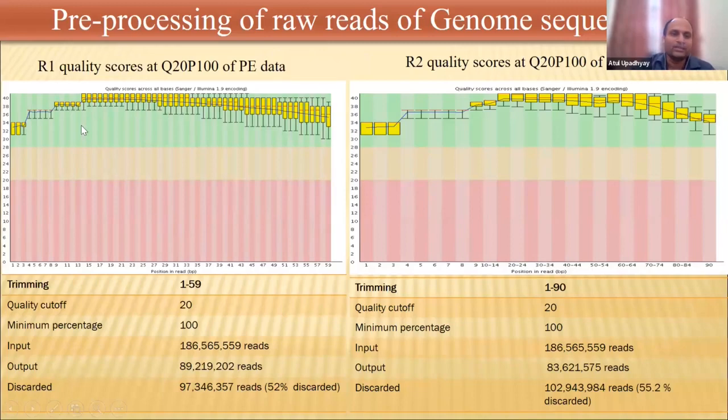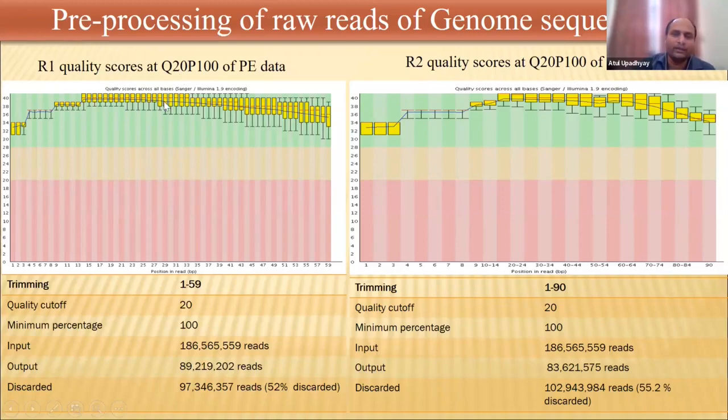So we can see that when I say R1, it means the reads which came from the forward primer, and the R2 reads came from the reverse primer. That means R1 and R2 are complementary to each other. So the quality of R1 was checked at Q20 P100. When I say Q20, it means Phred score 20, and P100 means 100% of the sequences. That means all the sequences should have a quality of 20 or more.